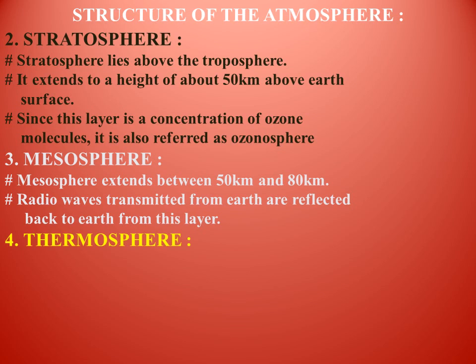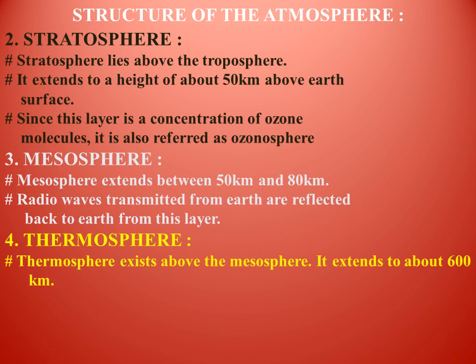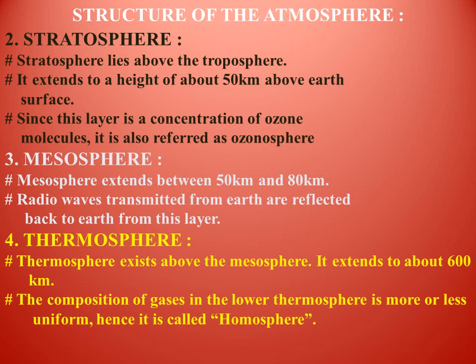The next is thermosphere. Thermosphere exists above the mesosphere. It extends to about 600 kilometers. The composition of gases in this lower thermosphere is more or less uniform. Hence, it is called homosphere.